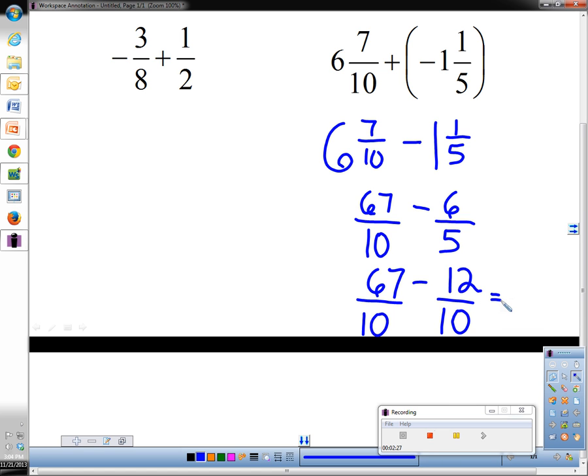So 67/10 minus 12/10, my denominator stays 10. 67 minus 12 is 55. So my answer is 55/10.